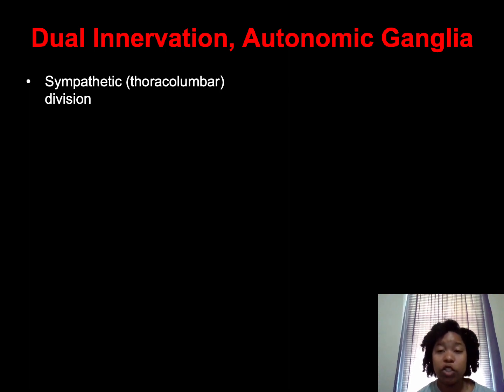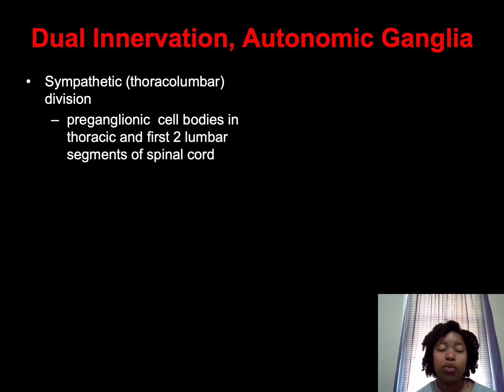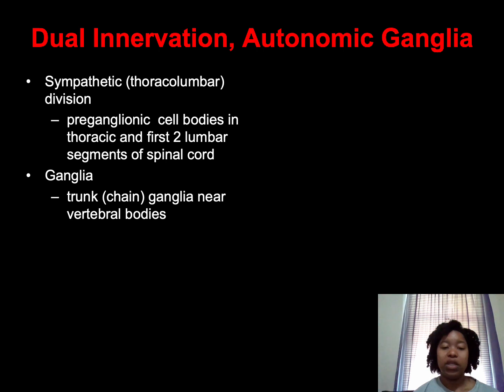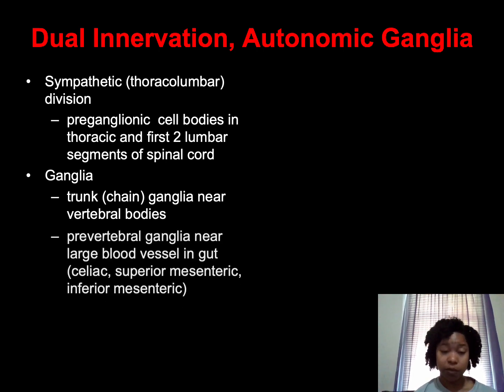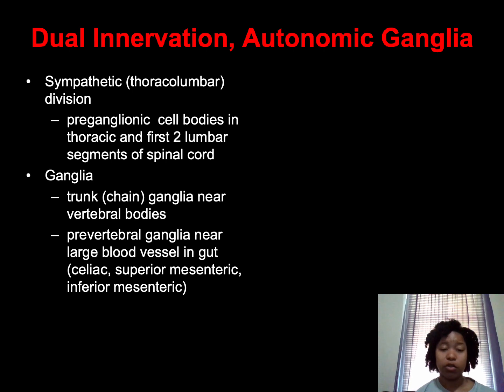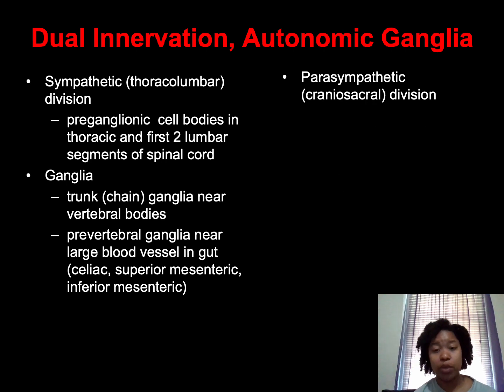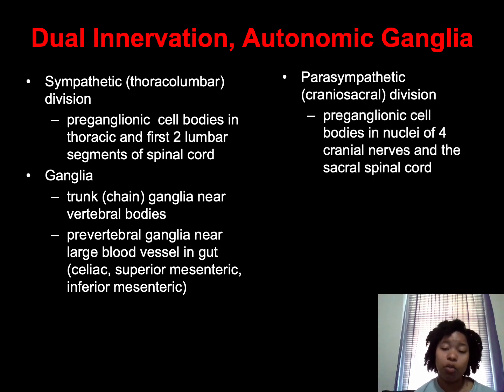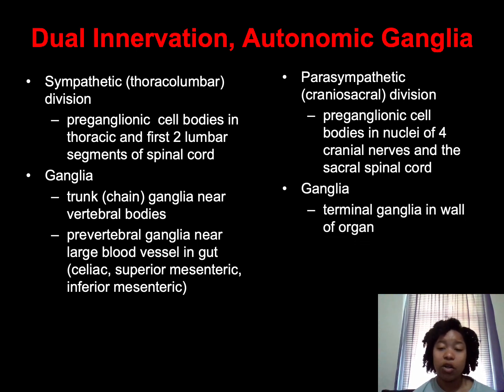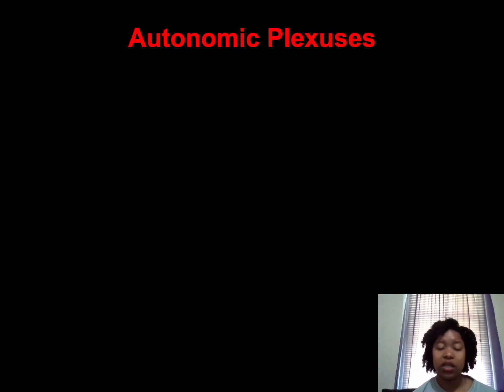But as far as dual innervation goes for autonomic ganglia, remember, the sympathetic division is thoracolumbar, and the preganglionic cell bodies are in the thorax and the first two lumbar segments of the spinal cord. The ganglia are in the trunk or chain near the vertebral bodies. The prevertebral ganglia are near the large blood vessels in the gut. The parasympathetic one, remember, is craniosacral, and its preganglionic cell bodies are in the nuclei of 4 cranial nerves and the sacral spinal cord, and its ganglia are terminal ganglia in the wall of the organ. That's a nice side-by-side comparison of the two.